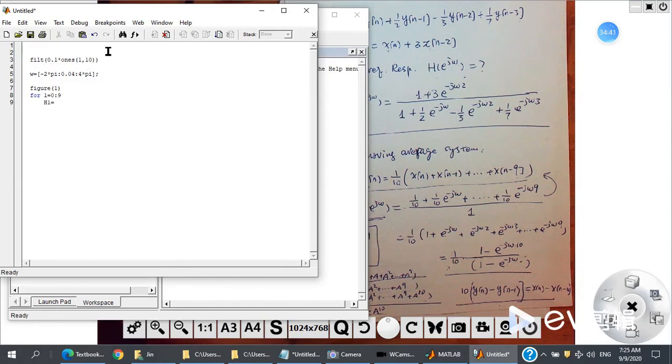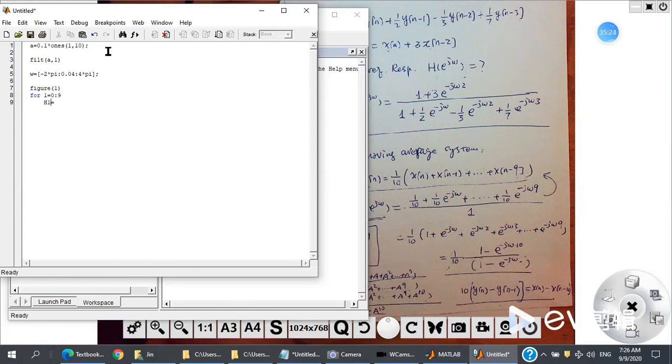I have A equal to 0.1 times ones of 10. This is A. I have 10 of 0.1. The filter's input side is this and the output side is 1. Oh, I missed this one here. So this side is just A. I don't need to calculate again. A is the coefficient for the input, and the output side is just a 1. And the W is the frequency I want to use.